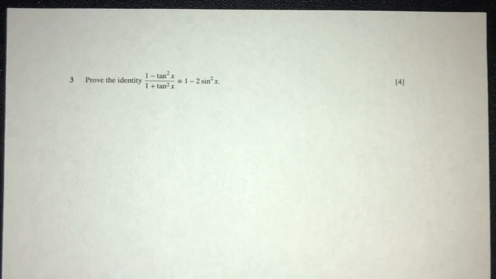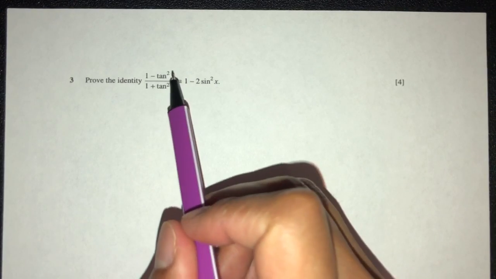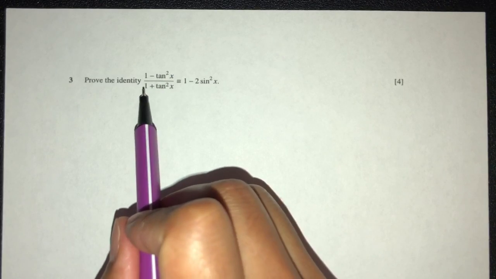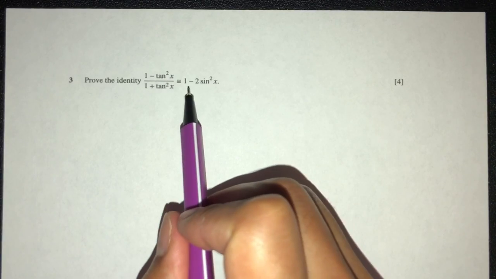Now let's move on to the next question. So we have to show the left hand side is equal to the right hand side. So let's begin with the left hand side. At first we have 1 minus tan square x over 1 plus tan square x. This has to give you 1 minus 2 sine square x.